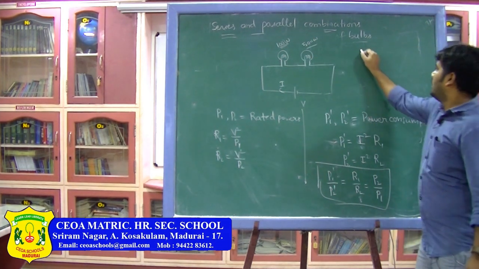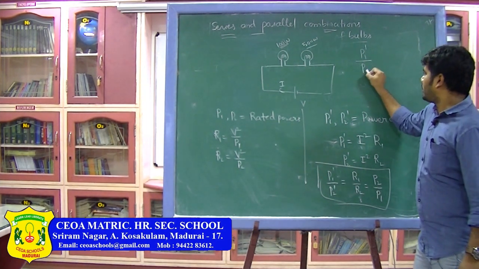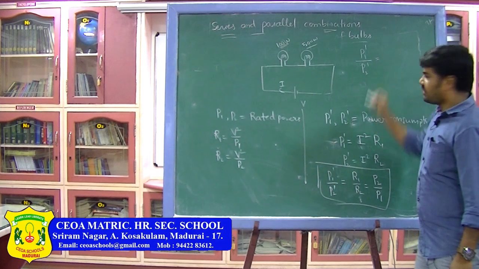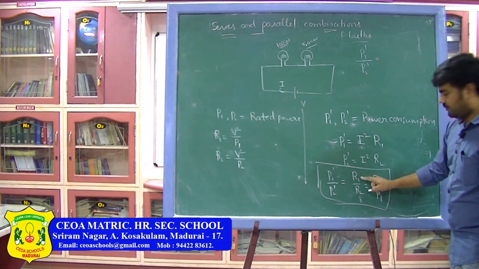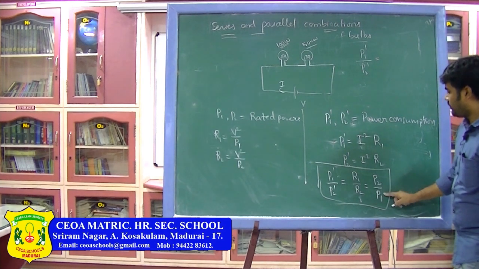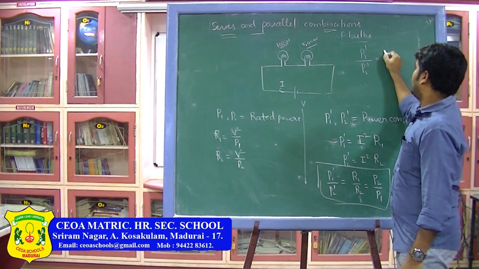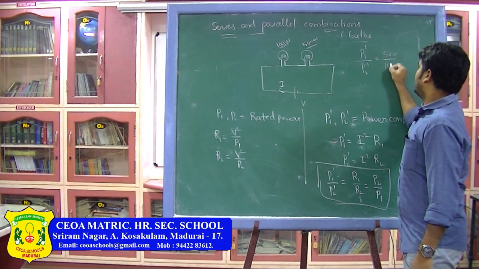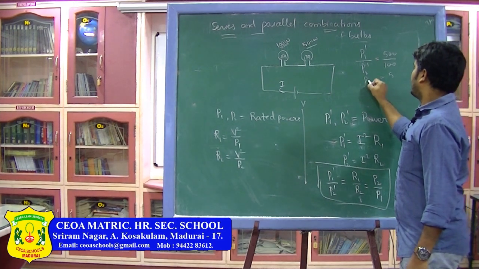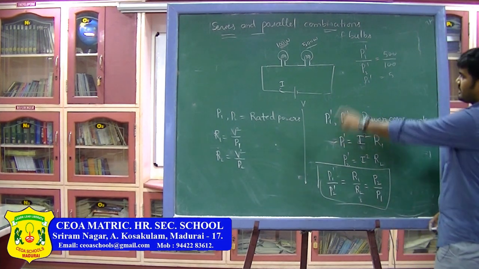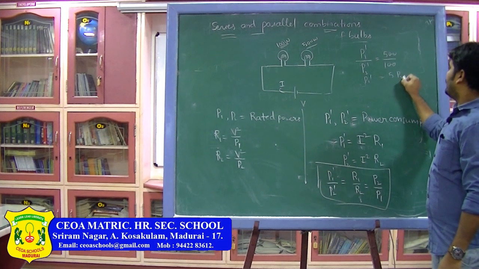So I will get power consumption by the first bulb divided by power consumption by the second bulb is equal to, see, just ignore this resistance ratio for now. Now take this P2 by P1. So what is P2? Rate of, that is wattage of the second bulb 500 divided by first bulb 100. Now you will get 5. That means P1 dash, that is the energy consumption by the first bulb is equals to 5 times P2 dash.